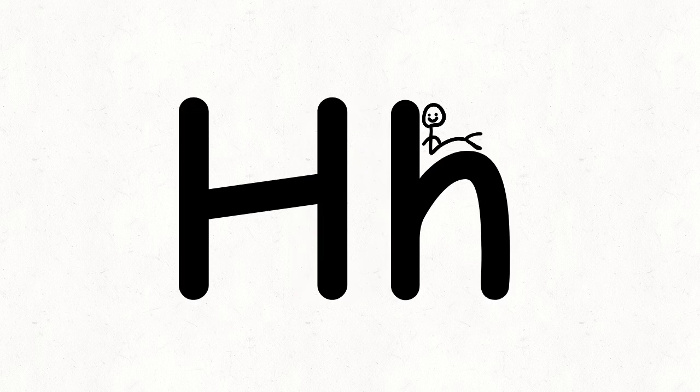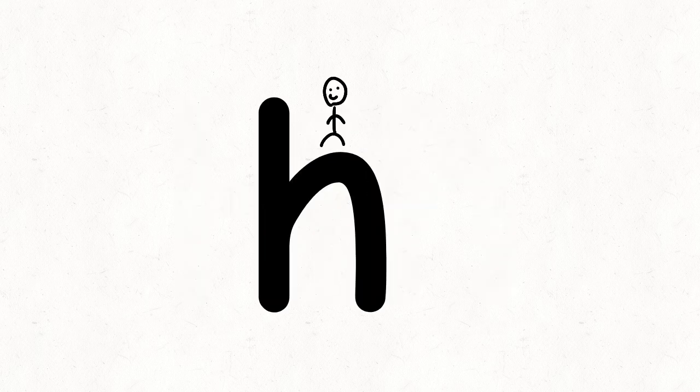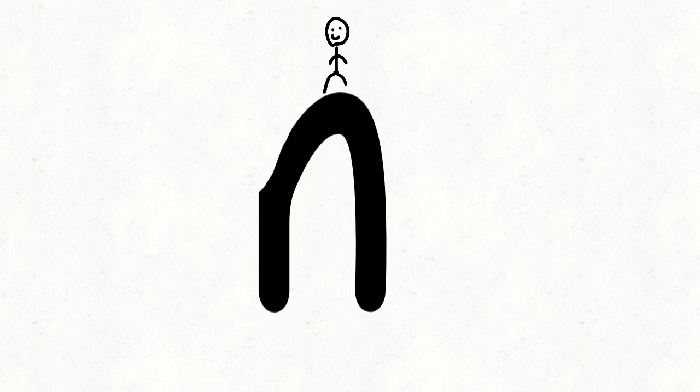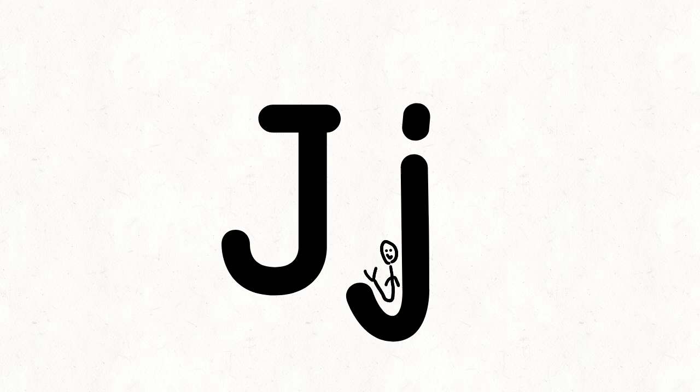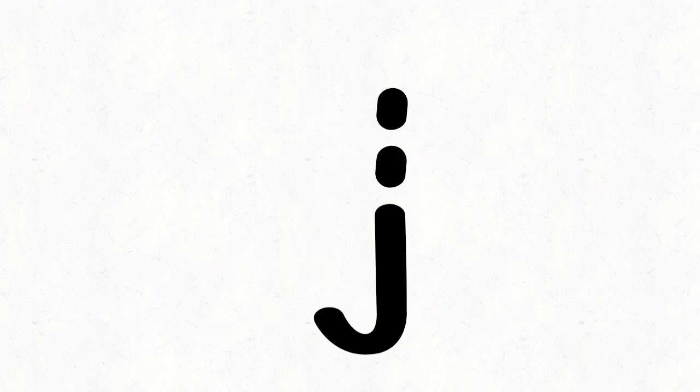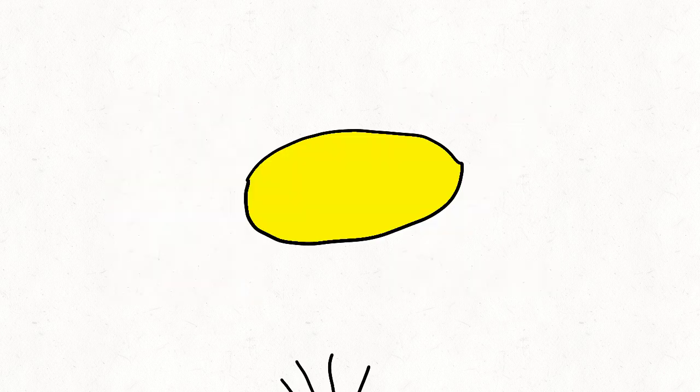Up next, H. For H, let's remove this line and make it taller. Up next, I. For I, let's shorten the line and add another dot. Up next, J. For J, let's do the same thing as I. Up next, K. For K, all you have to do is make that angle smaller. Easy peasy, lemon squeezy.